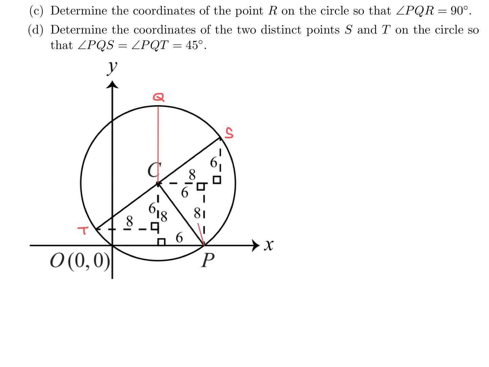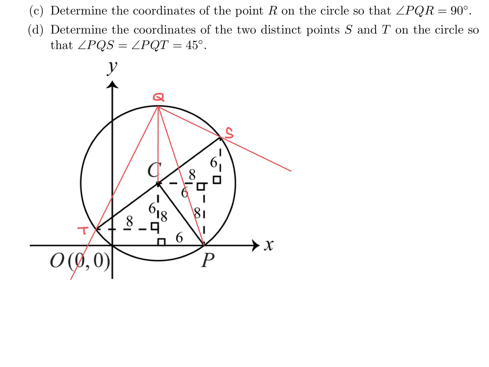So P to Q and then Q to S, right? That's going to be a 45-degree angle. And then, of course, the other one is the PQT. So P, Q, and then T. There we go, like that. All right, so how do we approach this?